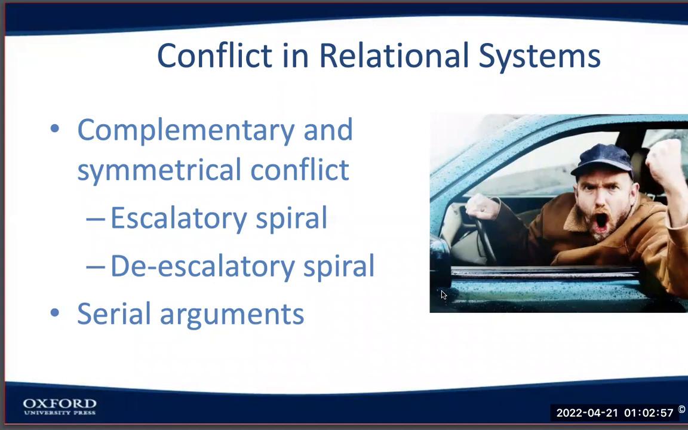And then you have the serial arguments, which are the repetitive conflicts about the same issue that you can't get past. Common causes and issues are problematic behaviors, personality characteristics, communication styles, and practices. And these just basically keep reoccurring and get brought up over and over and over. So in a perfect world, we would work through our relational conflict and move on.